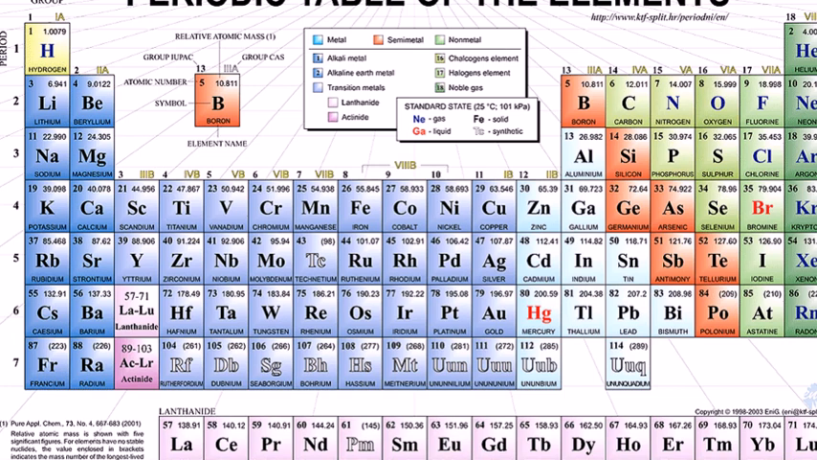Let's do one more. Let's go to the right here and look at arsenic. I'll circle arsenic here. Arsenic has an atomic number of 33. So we would expect to find 33 protons in the nucleus of arsenic and 33 electrons in a cloud around the nucleus. Okay, so that is the atomic number.